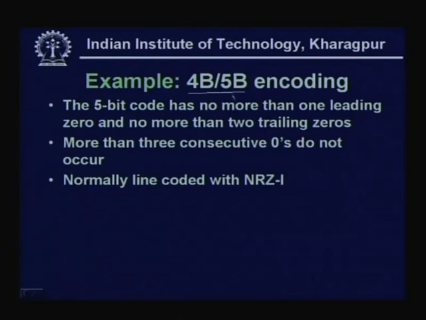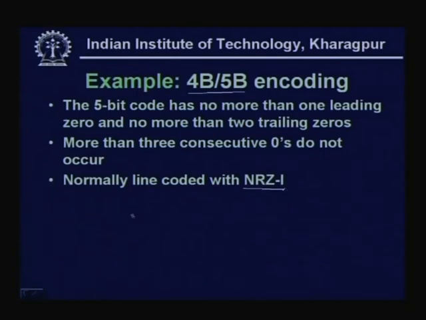While doing the encoding, you see the encoding is done a little cleverly. The 5-bit code is done in such a way that it has no more than one leading 0 and no more than 2 trailing zeros. So, it is ensured that transitions are there, and more than 3 consecutive zeros do not occur. These are the two things that are done, and finally, the line coding is done by using NRZ code.